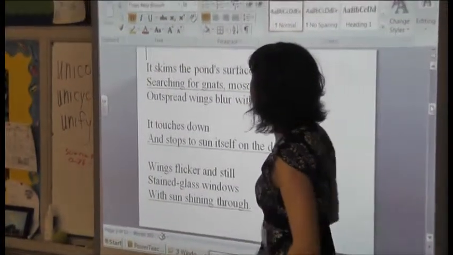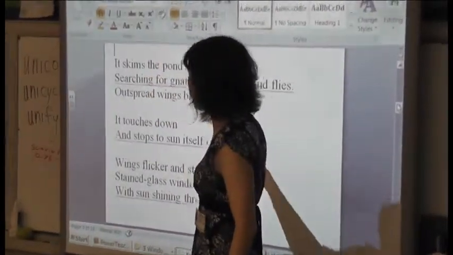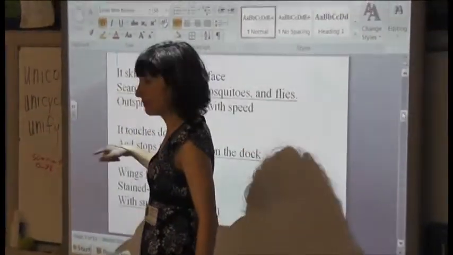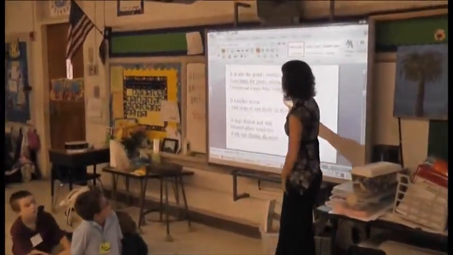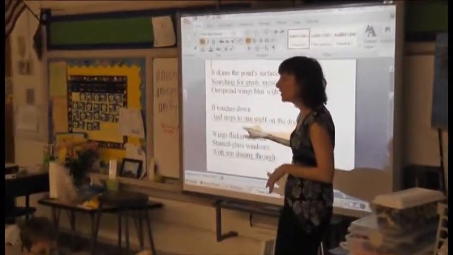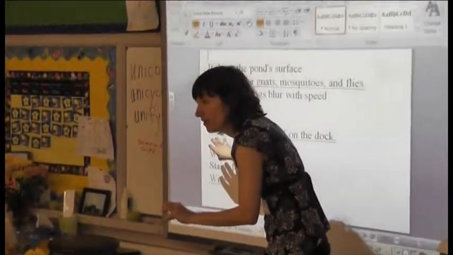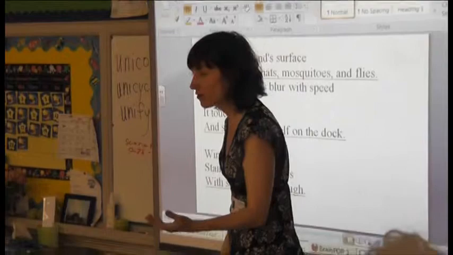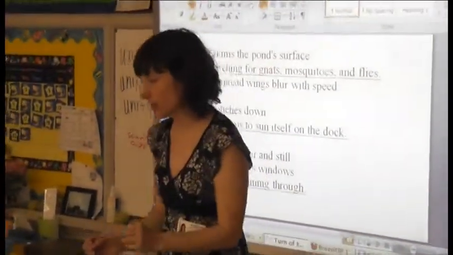So here we go. It's the beginning of the poem. It skims the pond's surface. Why do you think the author picked the word skims? Outspread wings, blur with speed. Notice this word blur, which is moving so quickly you can't even see it. It touches down. Why do you think the author says touches and not lands or plops or falls? What does it mean when something touches down?